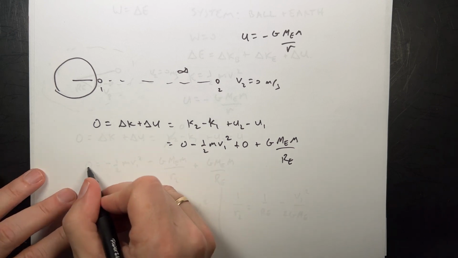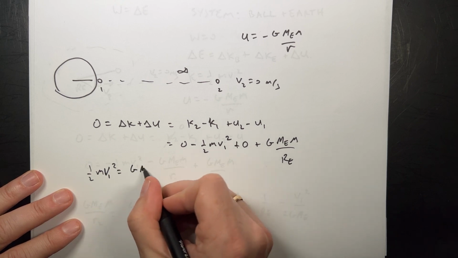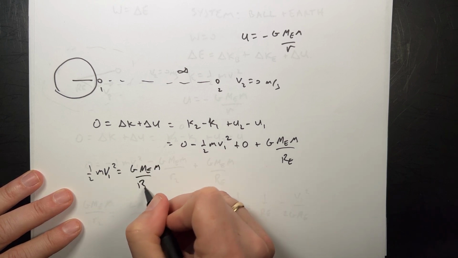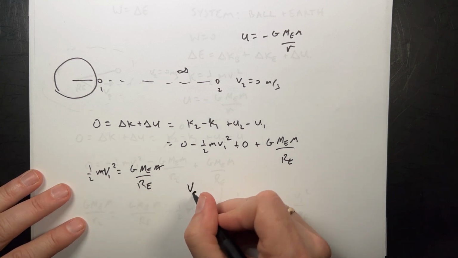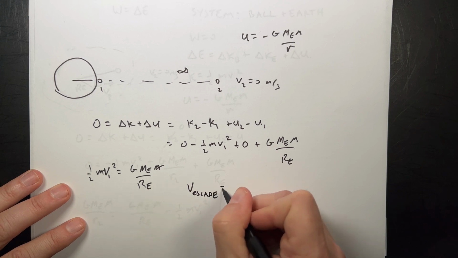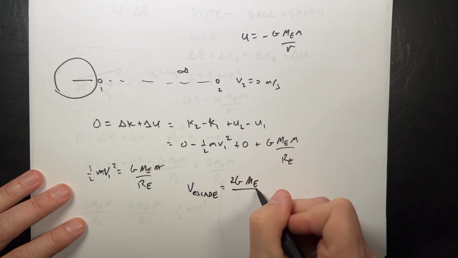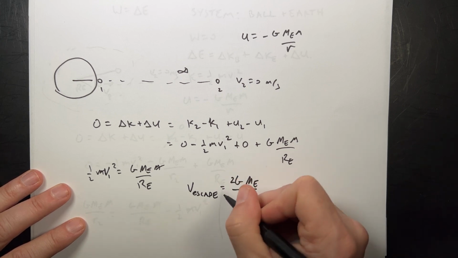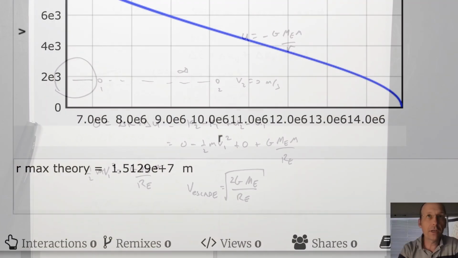So let's add this to the other side. 1/2 m v1 squared is G, mass of the Earth, m, over the radius of the Earth. These masses cancel. Multiply by 2. V escape is going to be the square root of 2 G, mass of the Earth, over the radius of the Earth. Okay, so let's calculate that in Python, and then we'll put our value in and see what happens. And bad things are going to happen, I'll tell you right now. Bad things will happen because of the way I put my limit, which is fine. We can do bad things.